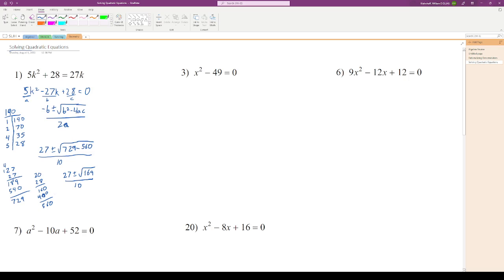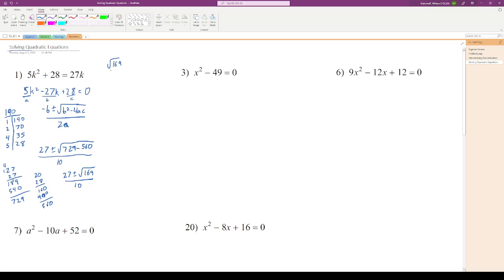We do need to make sure that we can't simplify this radical though. So let's look at the square root of 169. That is divisible by not 2, not 3, not 4, not 5, not 6, not 7, not 8, not 9. I'm not sure that's divisible by anything.